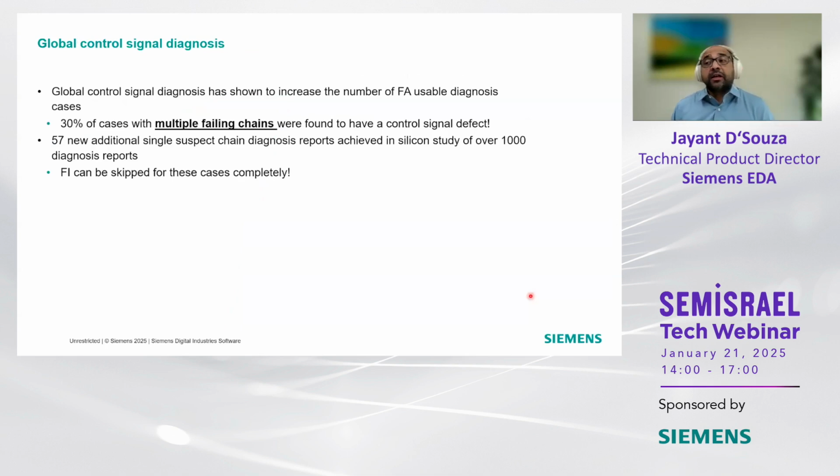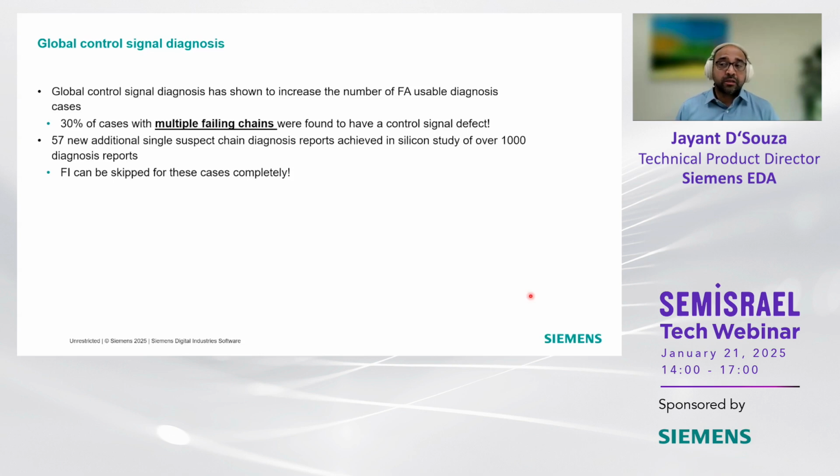So global control signal diagnosis has been shown in silicon to increase the number of FA usable diagnosis cases. About 30% of cases with multiple failing chains were found in a large volume silicon study that we conducted with some of our industry partners. We found about 30% of the cases with multiple failing chains have a control signal defect.